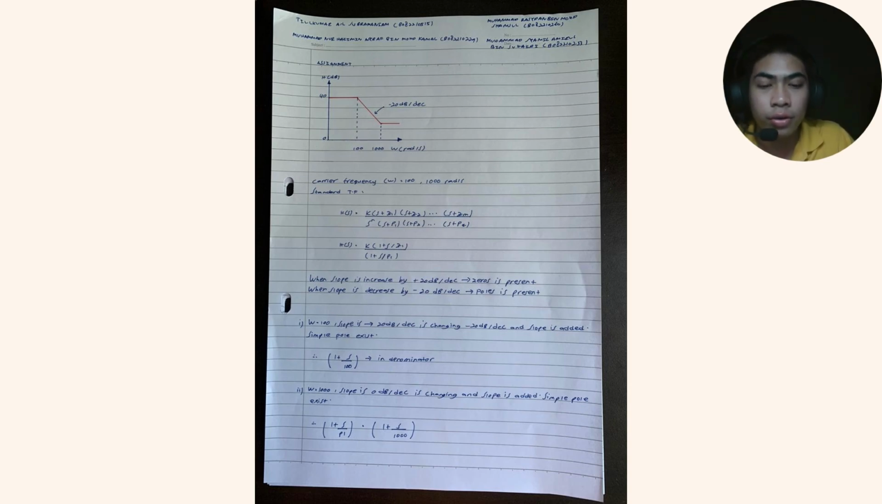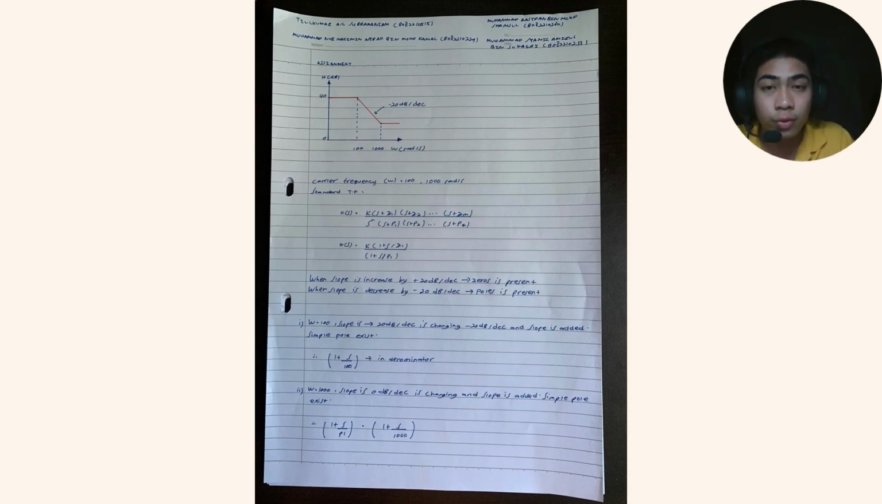Method and analysis part B. Hi, here I am going to explain how from the Bode plot we change it into the transfer function. So our frequency omega equals 100, and we got 1000 radians per second. The standard transfer function is H(s) equals K(s plus z1) times (s plus z2) and (s plus zm) over s to the power of n, and then we have (s plus p1) times (s plus p2), and then (s plus pq).